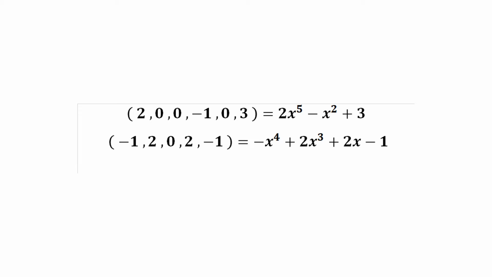And the next one we got, starting from the right, number, x, x squared, x cubed, x to the fourth. So minus 1x to the fourth, but don't put the 1, minus x to the fourth, plus 2x cubed. There's no x squared term. Leave it out, and we have 2x, and then minus 1.